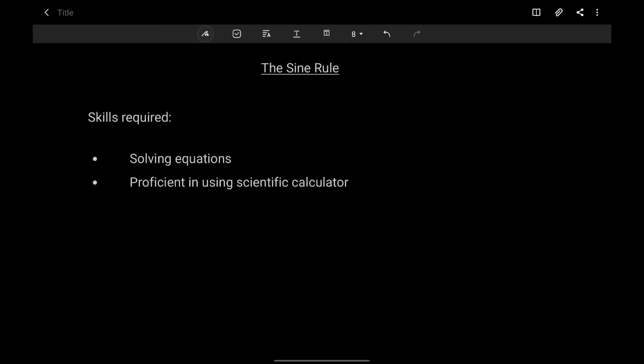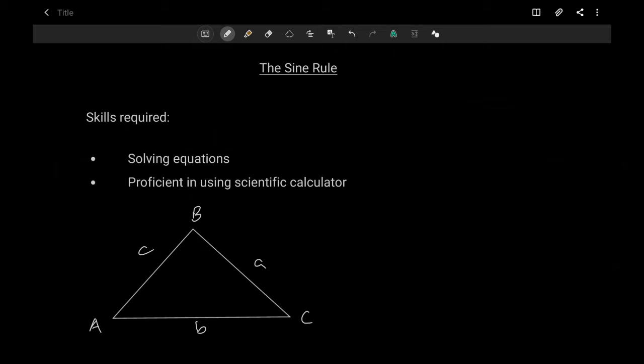In this lesson, you'll learn how to use the sine rule to calculate the length or the angle of a non-right angle triangle. The skills required for this lesson are that you know how to solve equations and that you are proficient in the use of a scientific calculator.